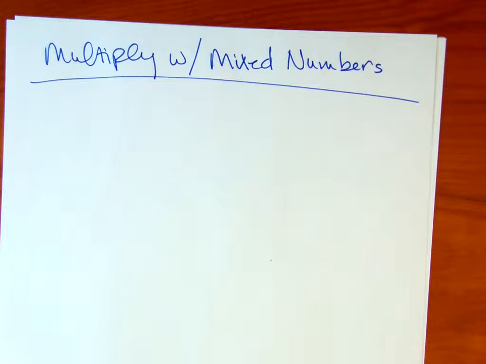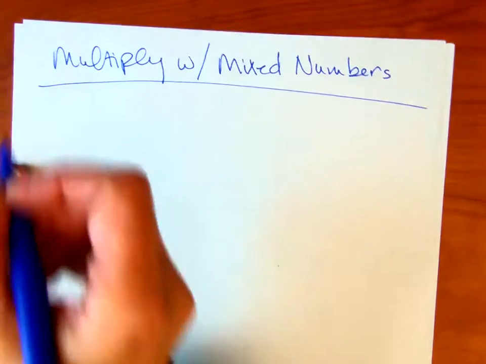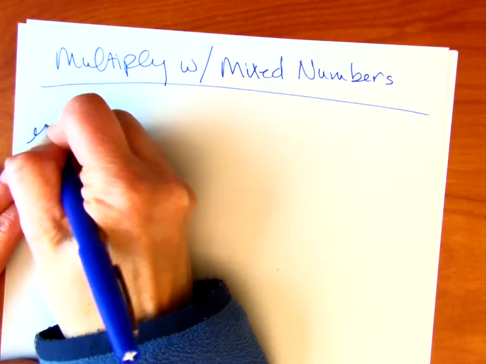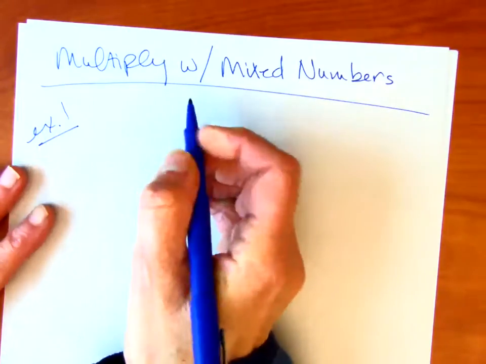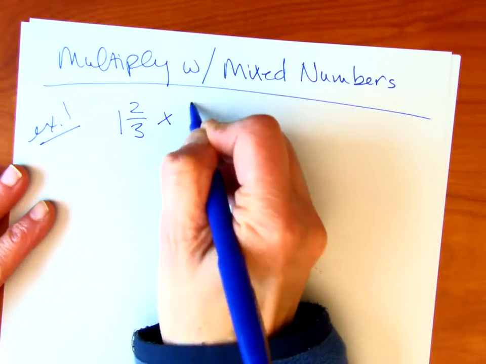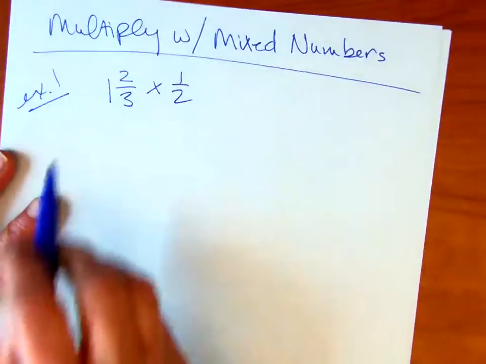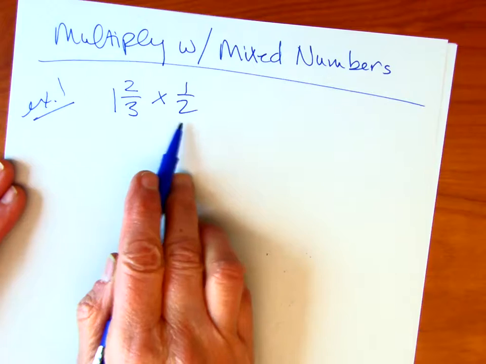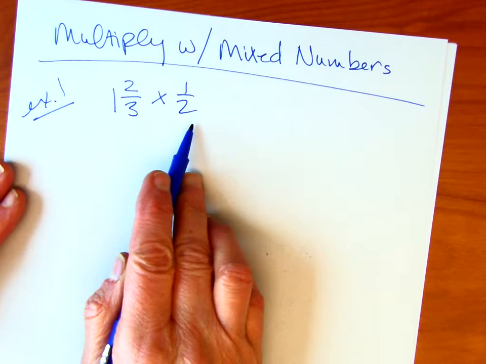Okay, in this video I'm going to go over some examples of multiplying with mixed numbers. And let's go ahead and begin. Our first example is going to be 1 2/3 times 1/2. So in this case we have a mixed number times a proper fraction.